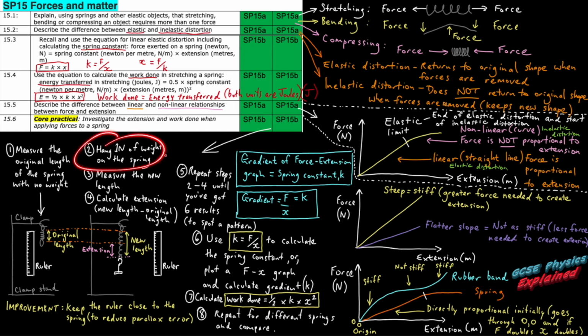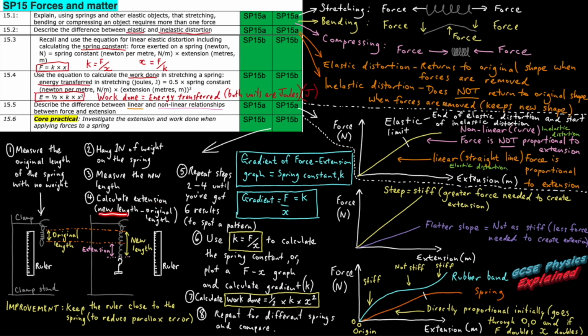Then you would hang 1 newton of weight onto the spring, and obviously the spring's going to start pulling down. So use your ruler to measure that new length. Then what you do, so for your 3rd mark, measure the new length. Then for your 4th mark, calculate the extension.